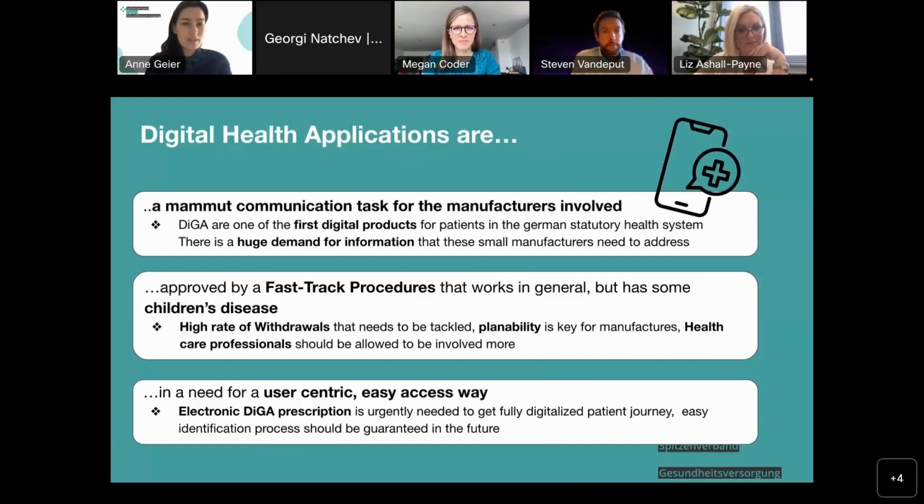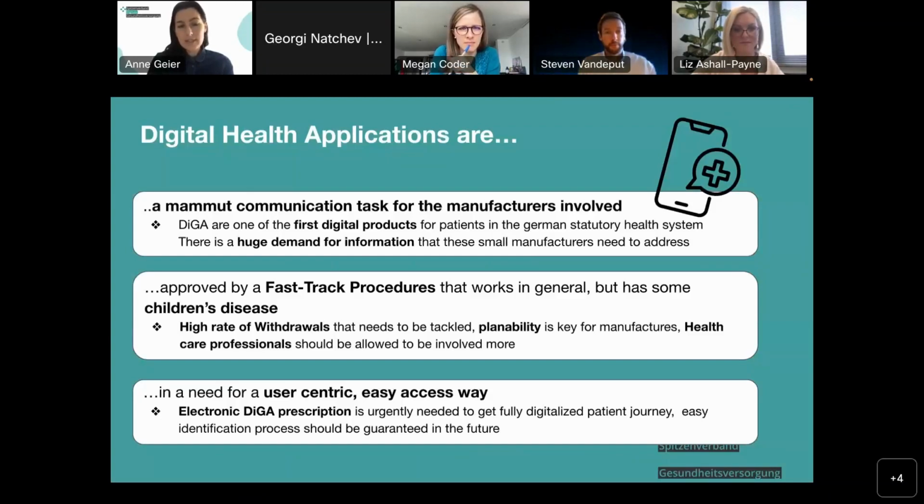The first thing is that it's a mammoth communication task for the manufacturers involved, because DIGA are one of the first digital products in the German healthcare system. We're still waiting for an electronic prescription. We still don't have electronic health records for a majority of patients. And there was a huge demand for information. These rather small companies, because most of them are startups that brought in these new innovative digital therapies, had a big task with their small teams to inform the healthcare professionals, to inform the patients, and to inform also the health insurance that this new element exists.